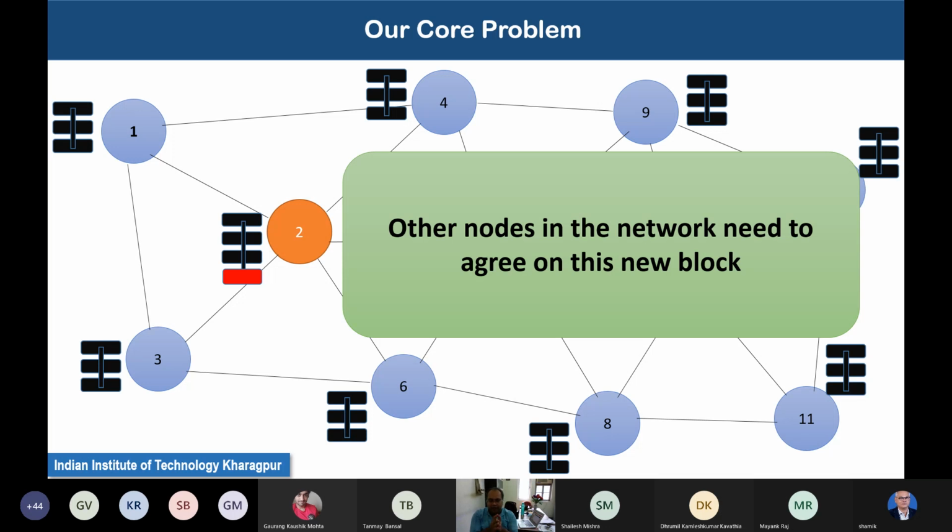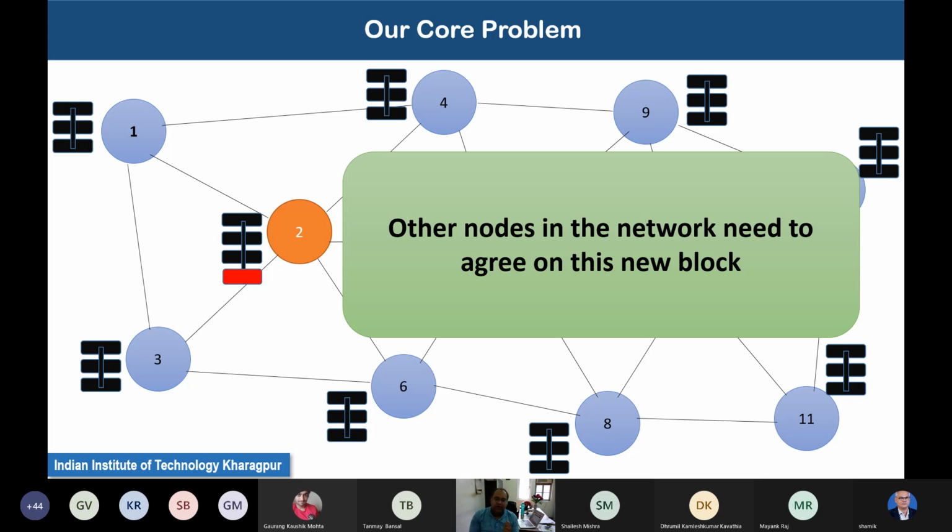So for example, here we send it to 1, 3, 4, 6, then 4 will send it to 9 and its other peers. But what I need to ensure is that other nodes in the network agree on this new block. They should be able to verify that this block is correct, and that this block has originated from a valid node. If they are able to verify it, then they will add that new block to their own blockchain, and that way we'll be able to ensure that everyone has the same copy of the blockchain.